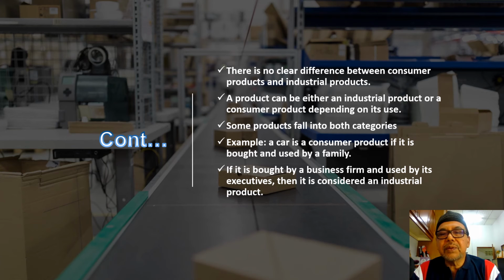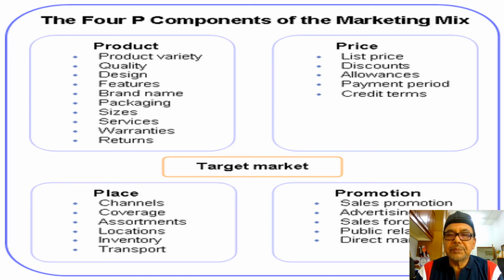There is no clear difference between consumer product and industrial product. The product can be either industrial product or consumer product depending on the use. For example, just now I gave the refrigerator. It can be consumer, it can be industrial. Some products fall into both categories. So I already explained that.